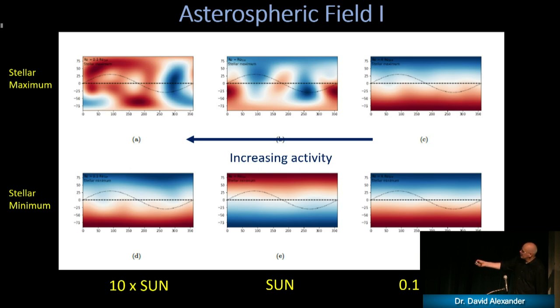It turns out every time you go from red to blue, you get a big geomagnetic storm, and that could be problematic for getting life going on a planet. When you get to something that's 10 times more active than the sun, even minimum starts to look like solar maximum, the minimum for this star. And then up here, your guess is as good as mine.